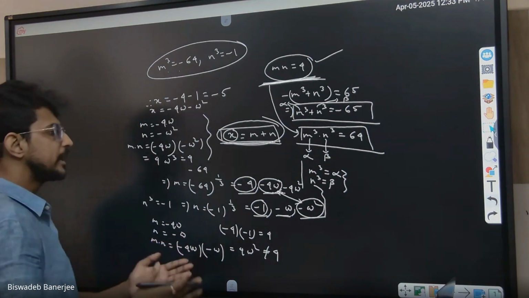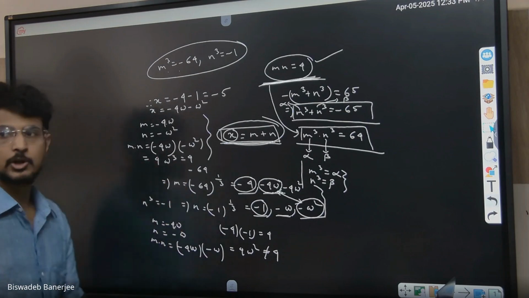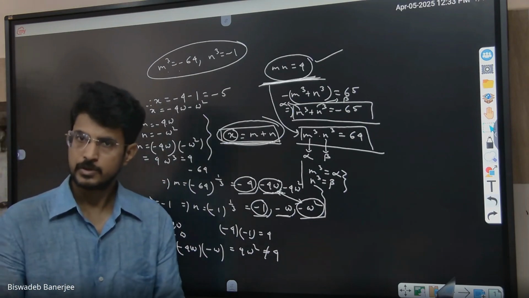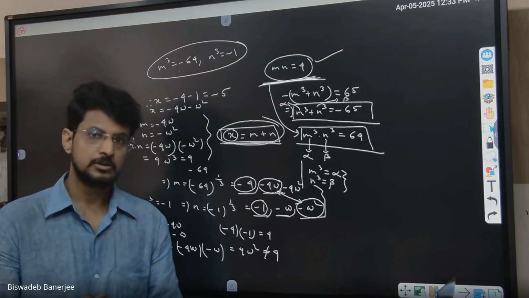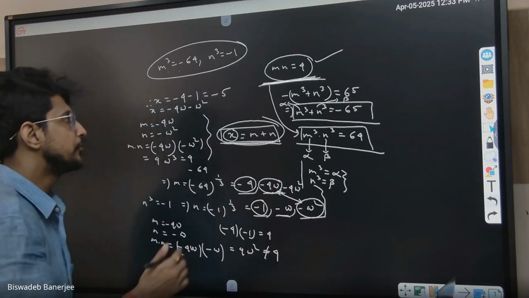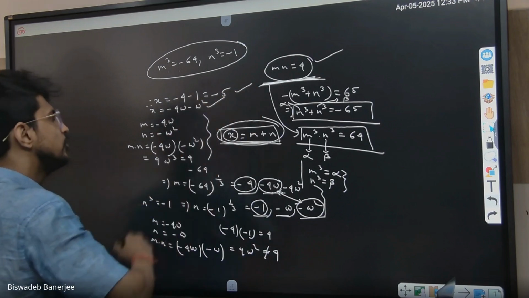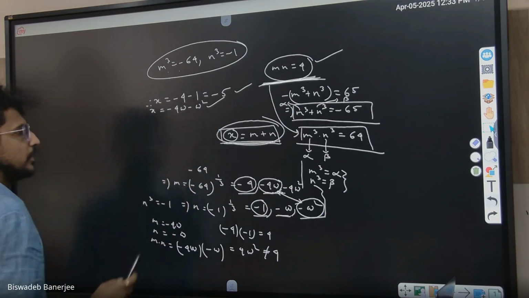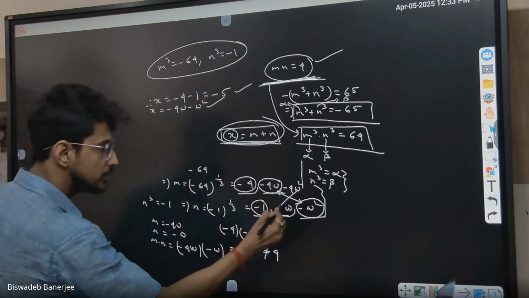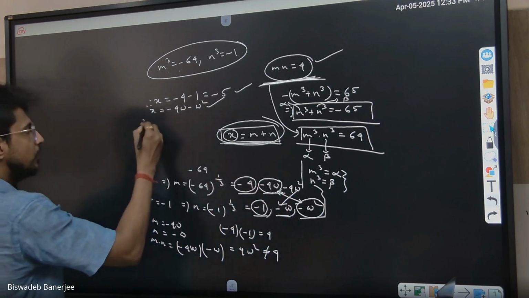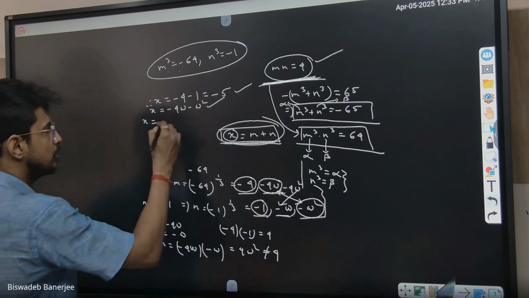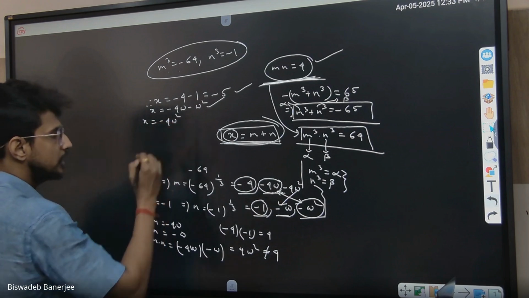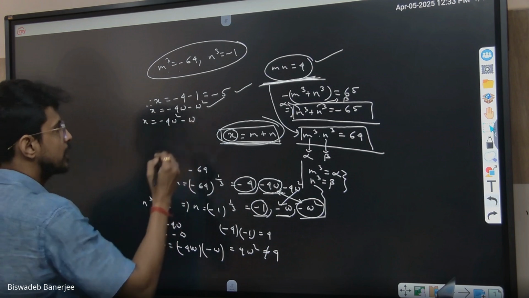Since there is a cubic equation, it has 3 roots. There is my first root, there is my second root, and obviously my third root. My third root will be add this with this: minus 4 omega square minus omega.